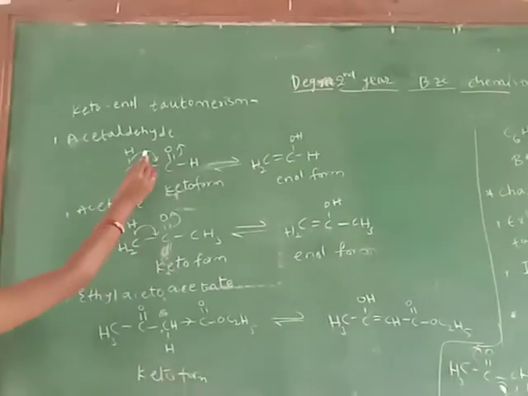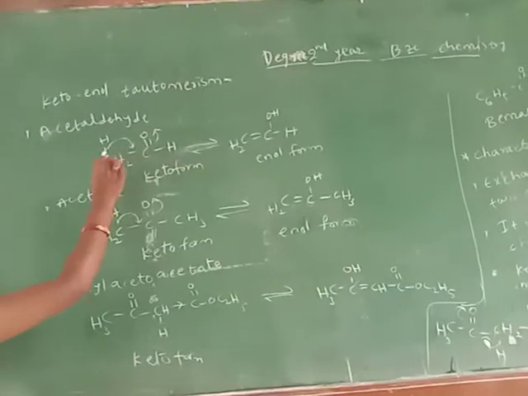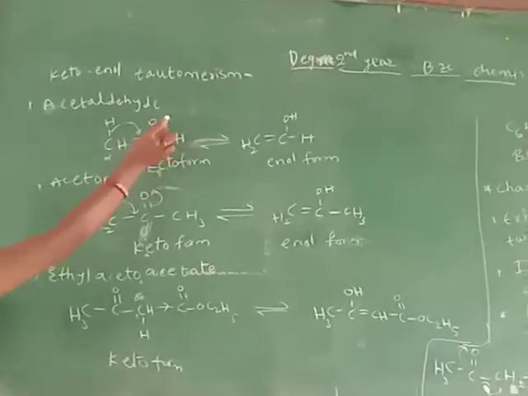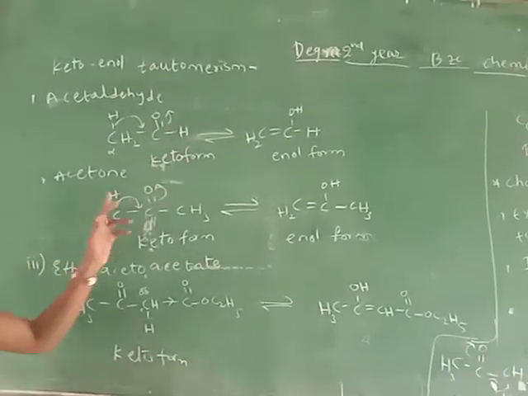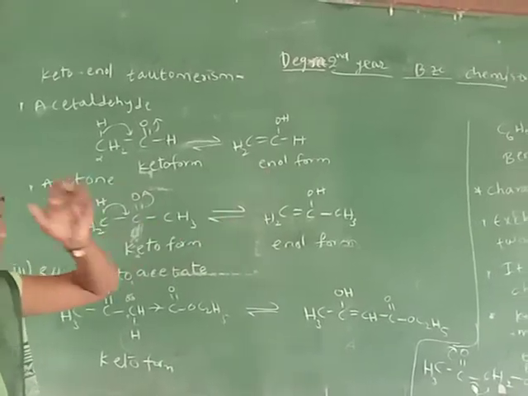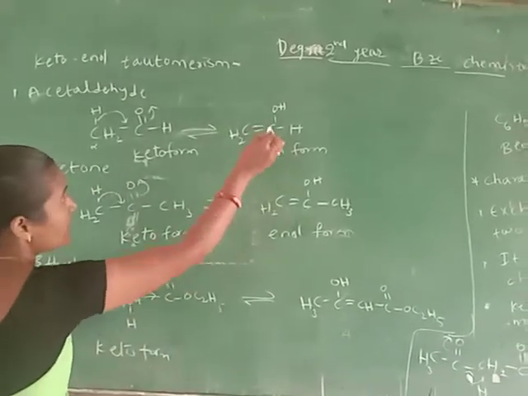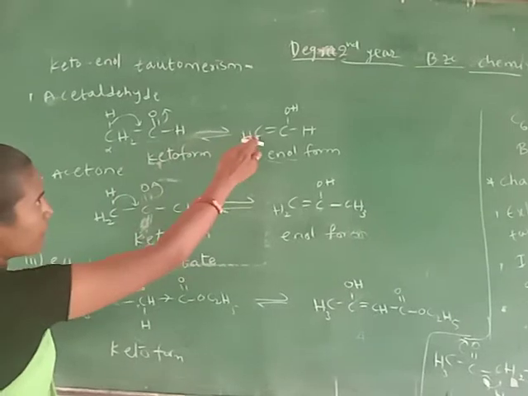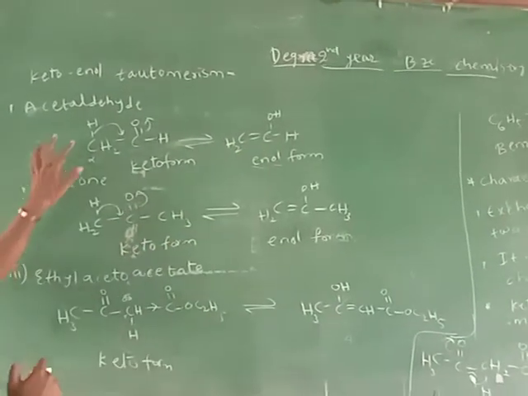Now what happened? The hydrogen is shifted, and the pi electrons are shifted towards oxygen. Now we are getting the enol form. En means double bond, ol means alcohol. So here the keto form is converted to the enol form. This is in acetaldehyde.